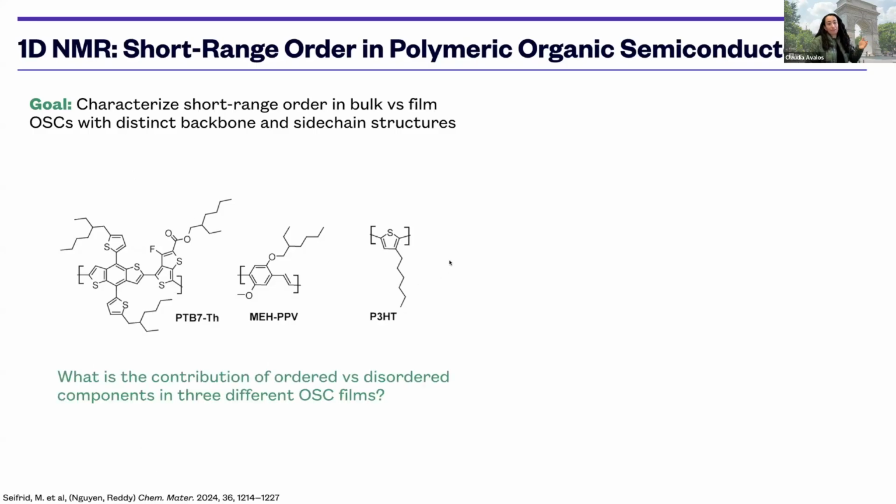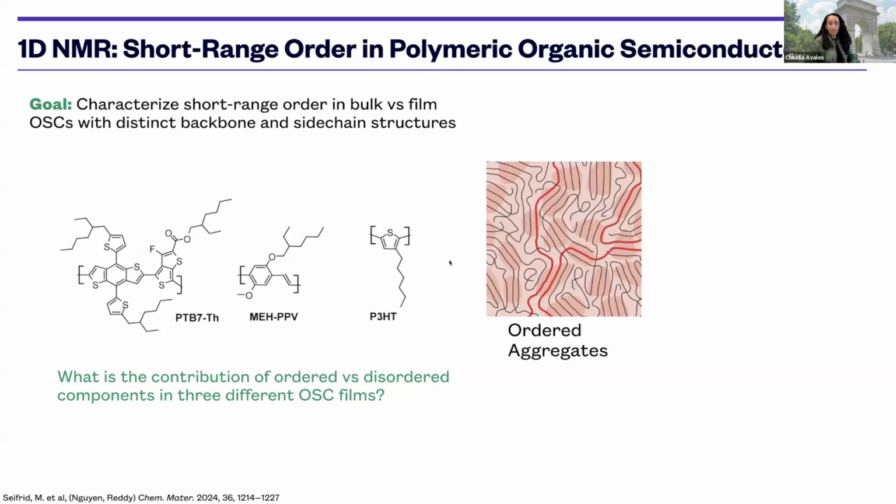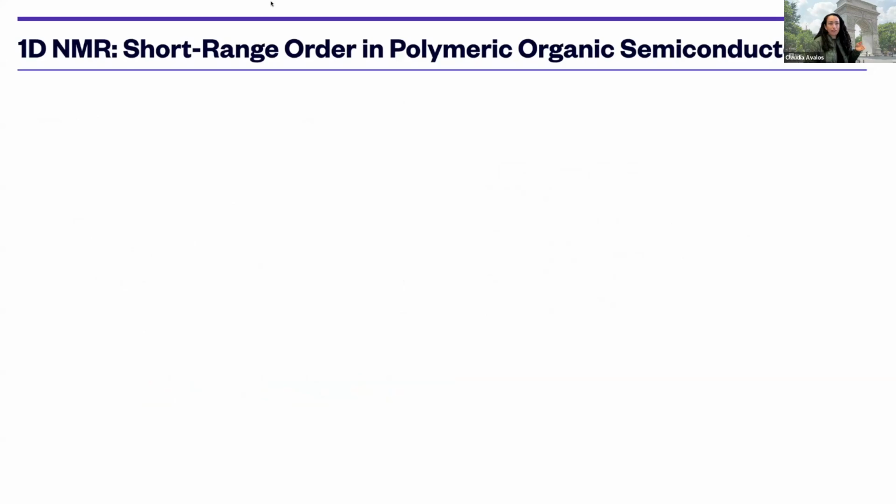All right, so the question is, what is the contribution of ordered versus disordered components in 3 different OSC films, right? And how would I approach that? So I'm asking, what's going on with the ordered aggregates, the mixture of ordered and disordered layers, which is pretty typical of OSC films.